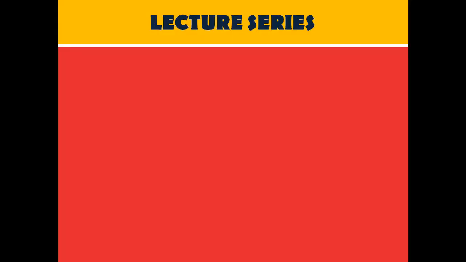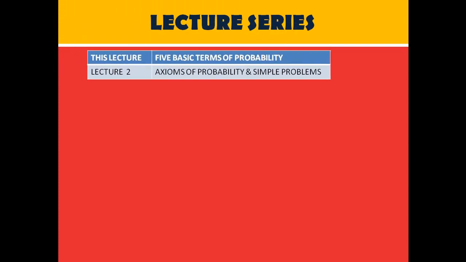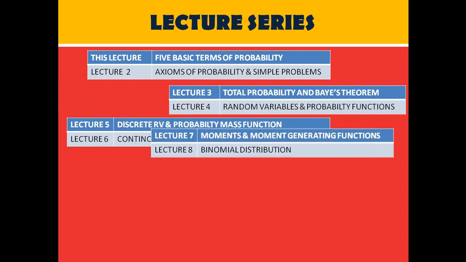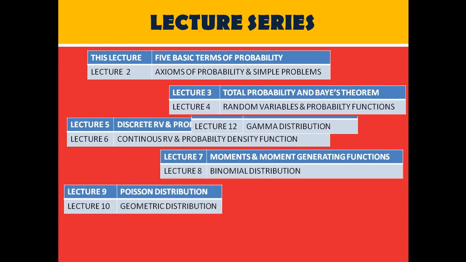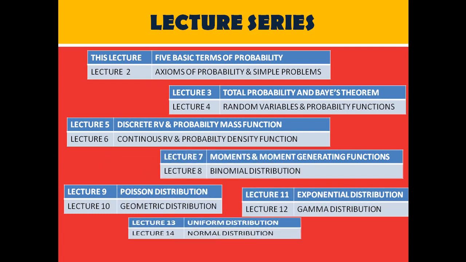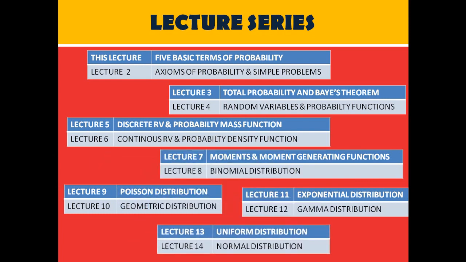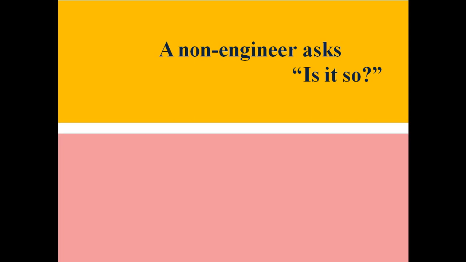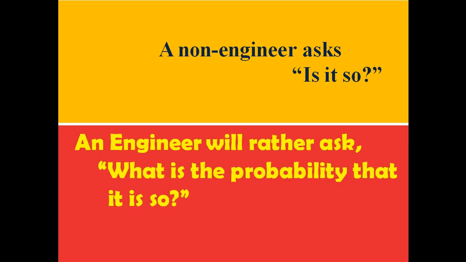This lecture series will include these 14 topics. The main objective of this lecture is to introduce 5 basic terms which serve as a starting point in the study of probability theory. A good engineer knows the importance and advantage of using a mathematical model which correctly predicts the behavior of an actual experiment rather than performing the experiment itself.